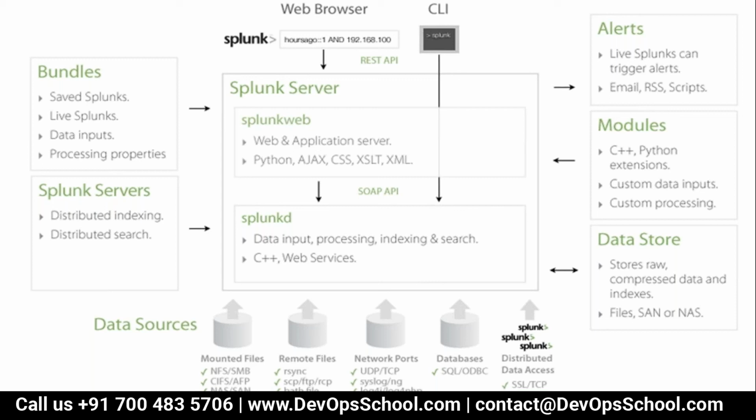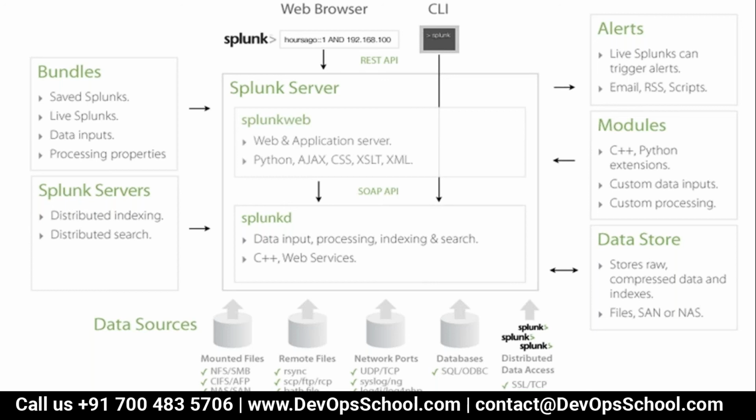The Splunk server is mainly divided into two components, Splunk Web and Splunkd. So Splunkd is responsible for data input, processing, indexing and searches. This component has been written in C++ and provides a web service. Now, if we talk about Splunk Web, it has web and application servers for Splunkd because it is a web-based application, right? So here it's written in Python, Ajax, CSS, XSL and all. Now, Splunkd, after the data input and processing, does the indexing and searching also, and stores the data. The data store can be anything like a file system, SAN, NAS, or whatever it is. It can store the data in raw compressed format. So Splunkd communicates with the data store.